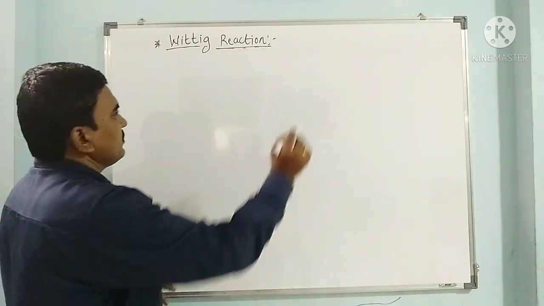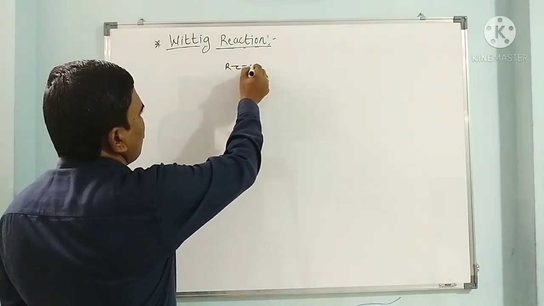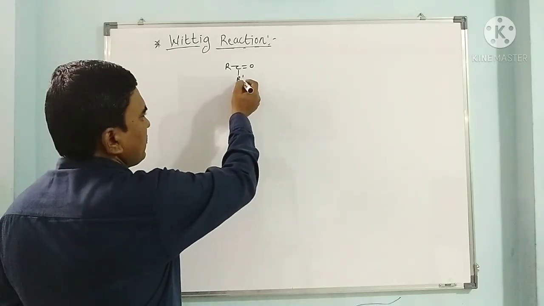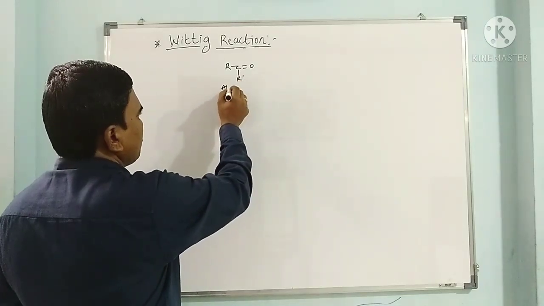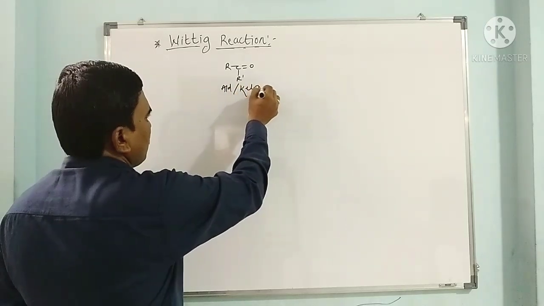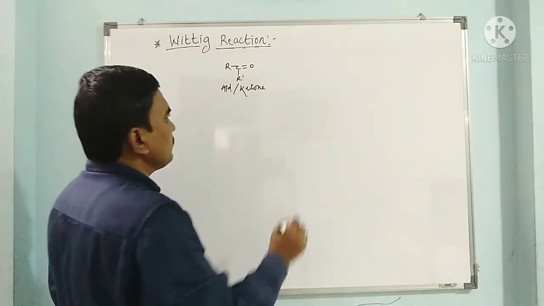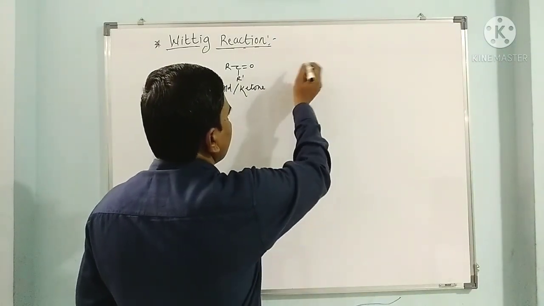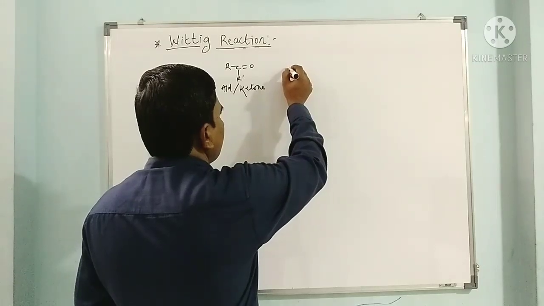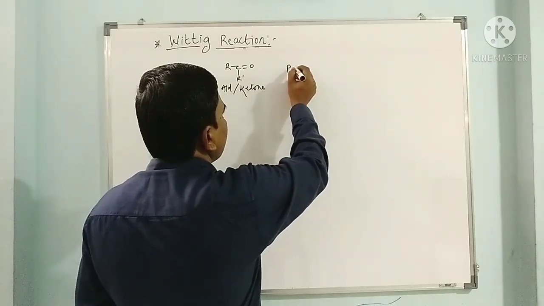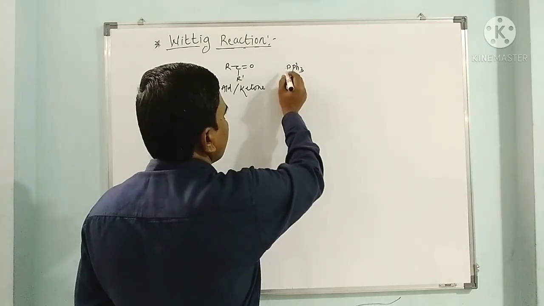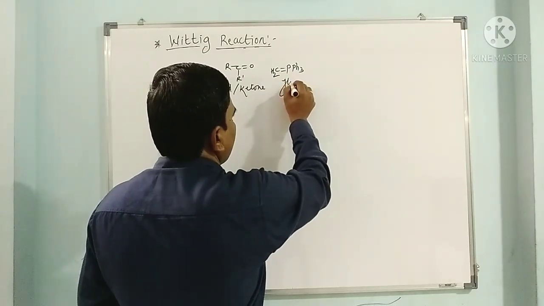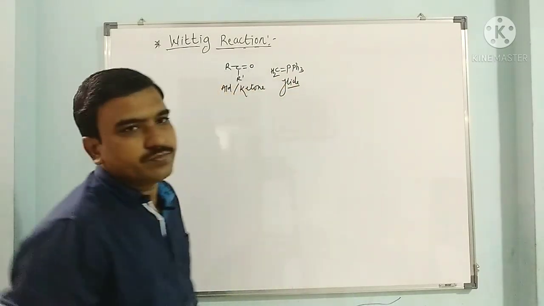So here R C double bond O R dash is the aldehyde or ketone. This R dash may be alkyl or hydrogen, so this can be an aldehyde or ketone. When it reacts with the organophosphorus reagent, that is ylide, here this is PH3 and here double bond CH2. This is called as ylide.